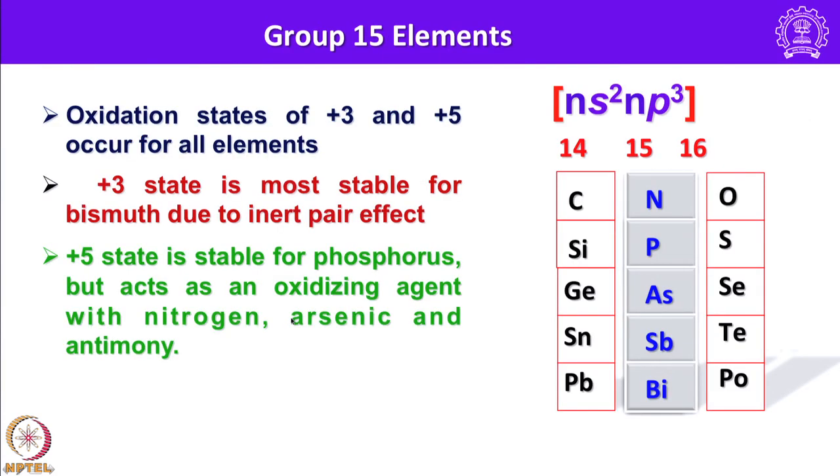Group 15 elements show +3 as well as +5 as group oxidation states. The +3 state is most stable for bismuth due to the inert pair effect, and the tendency to have the +5 state decreases down the group, again because of the inert pair effect. Nitrogen shows -3 to +5 oxidation states, and phosphorus shows both +3 and +5 oxidation states, and +3 compounds are widely used as ligands in coordination chemistry and organometallic chemistry, and also some of these phosphines find application in homogeneous catalysis.